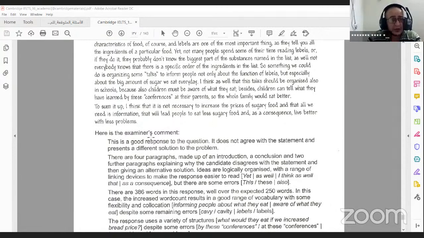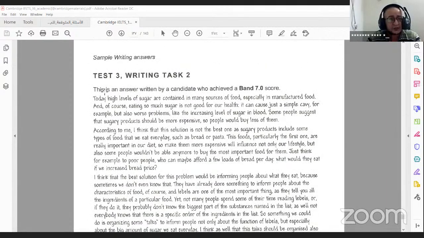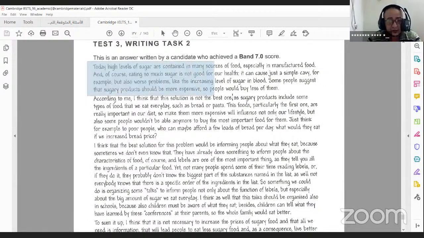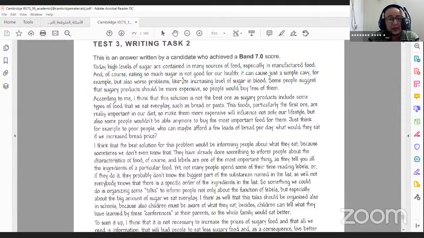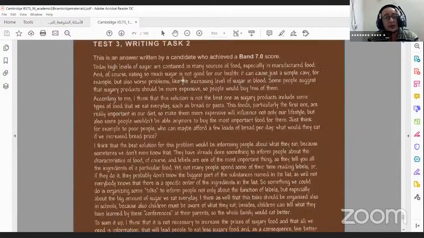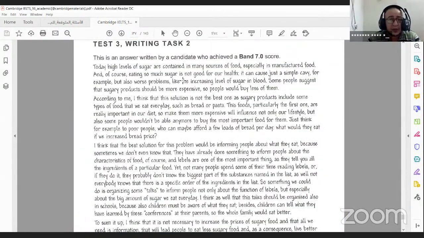Before reading the examiner's comment, I want to mention something really important here. This candidate, when writing the introduction, did not write the opinion. When you write the introduction, you need to write the opinion by answering the question that is given to you. And the question says, do you agree or disagree that many manufactured food and drink products contain high levels of sugar, which causes many health problems? Sugar products should be made more expensive to encourage people to consume less sugar.